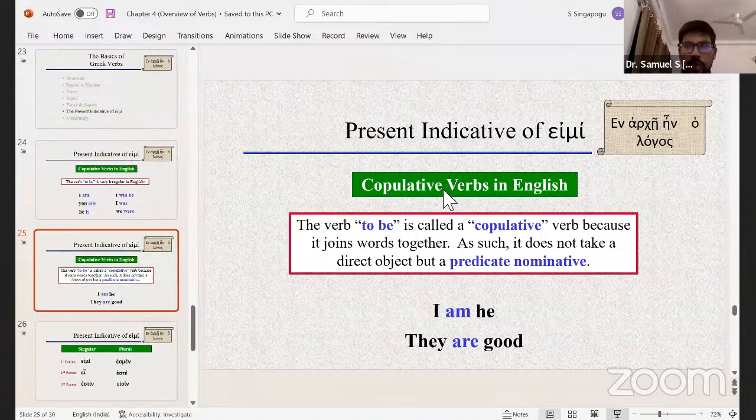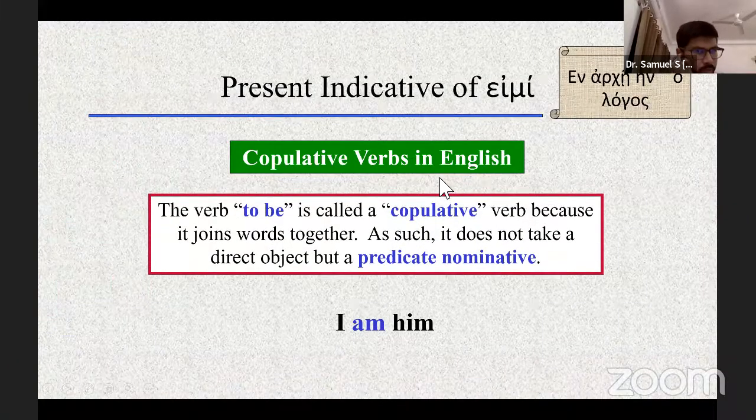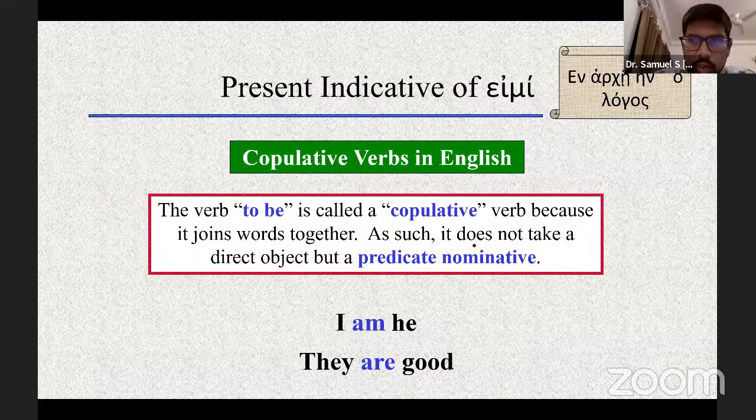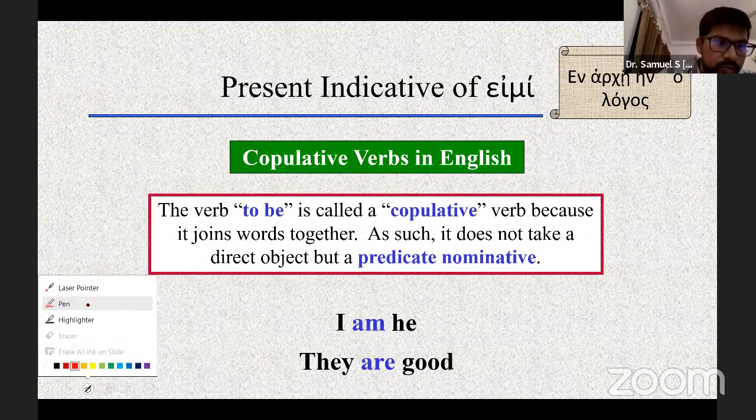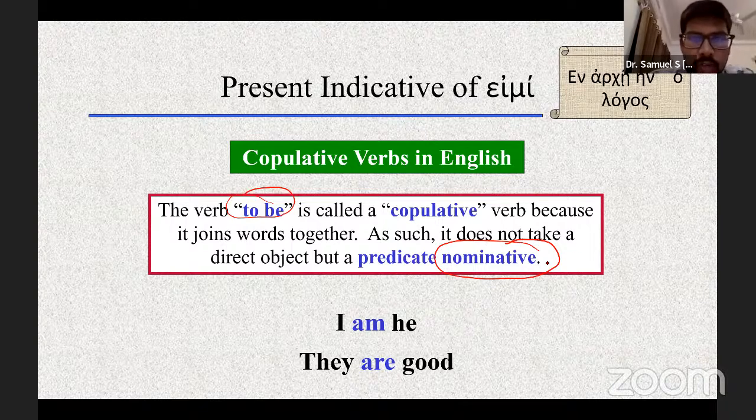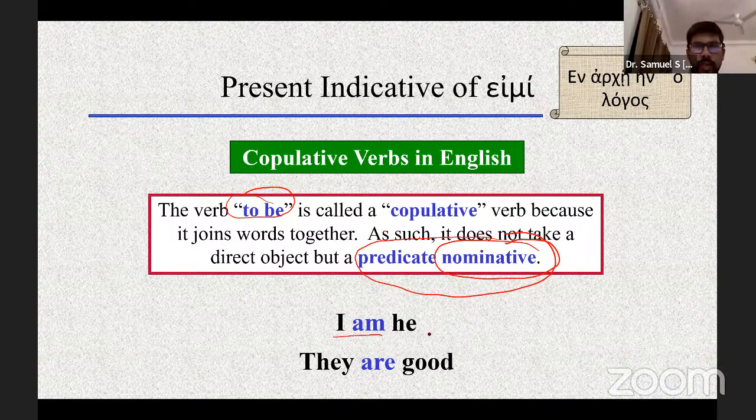That these copulative verbs, to be verbs, do not take a direct object, but a predicate nominative. So anytime you see a nominative case along with the to be verb, and it's anarthrous, it doesn't have an article, it's usually the object, the predicate nominative. Like here, I am he. They are good.